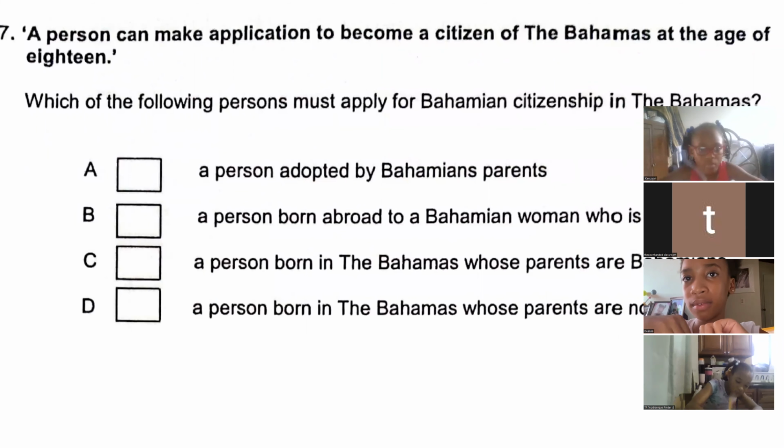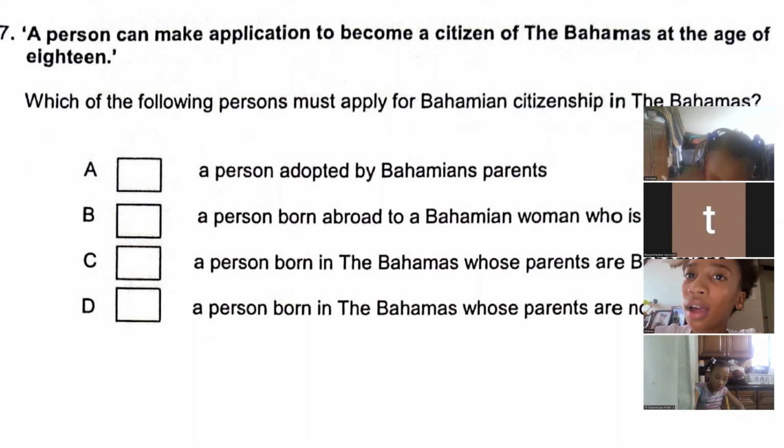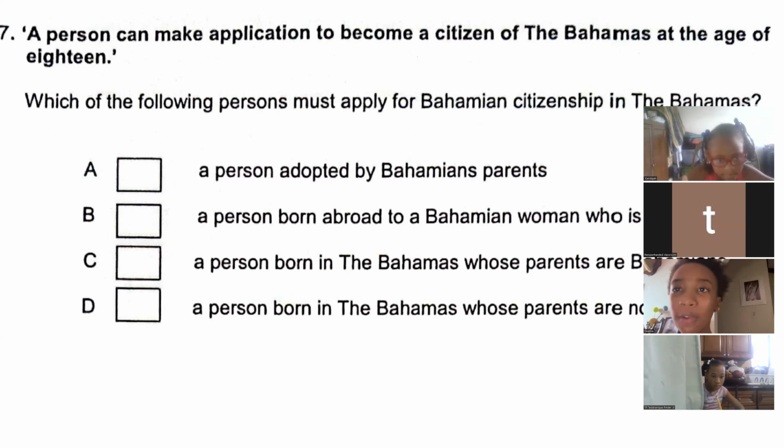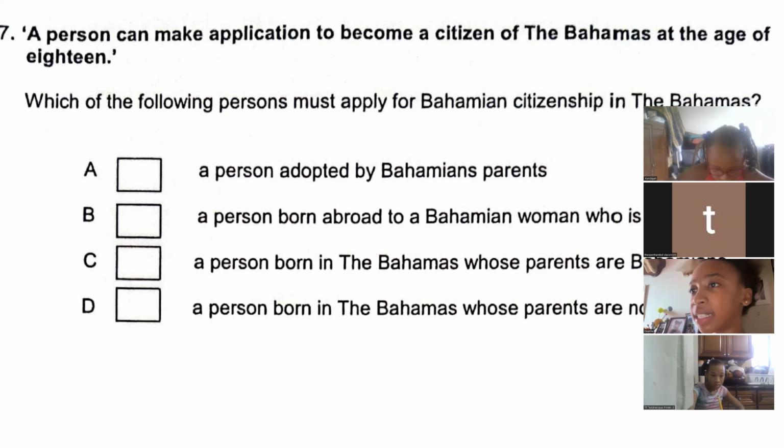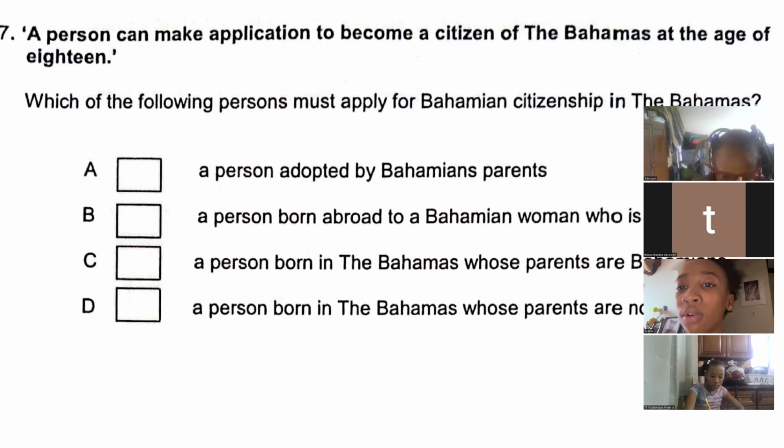We can do number 7 though. Read number 7, Deanna. Number 7: A person can make an application to become a citizen of the Bahamas at the age of 18. Which of the following persons must apply for Bahamian citizenship? A. A person adopted by Bahamian parents. B. A person born to a Bahamian woman who is not married. C. A person born in the Bahamas whose parents are Bahamians. D. A person born in the Bahamas whose parents are not Bahamians.